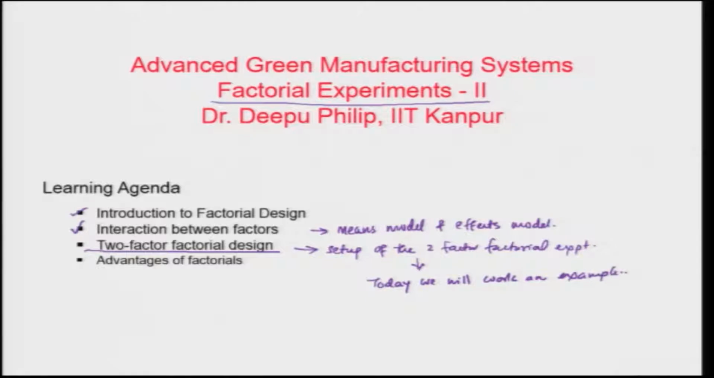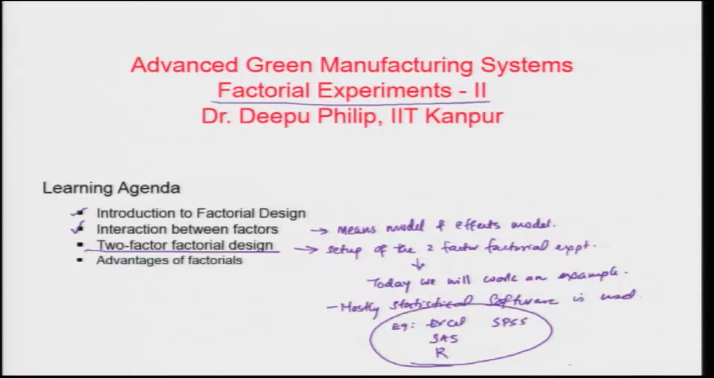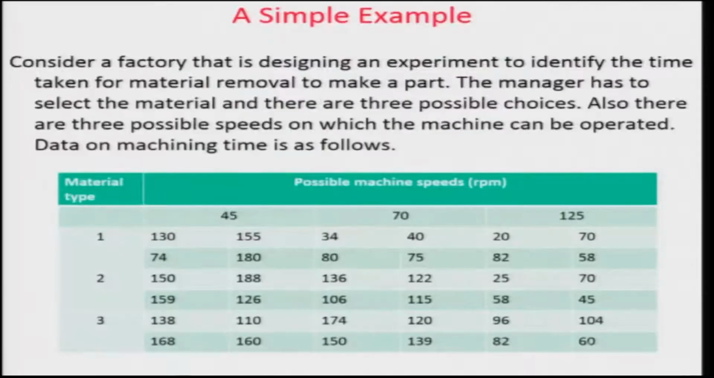Mostly statistical software is used. Examples can be Excel. Some people use SAS, some people use R, some people use SPSS, those kinds of things. Any one of them can be used to do a 2-factor experiment and analyze the data. But today we will do the manual work so that you can see how it actually works.